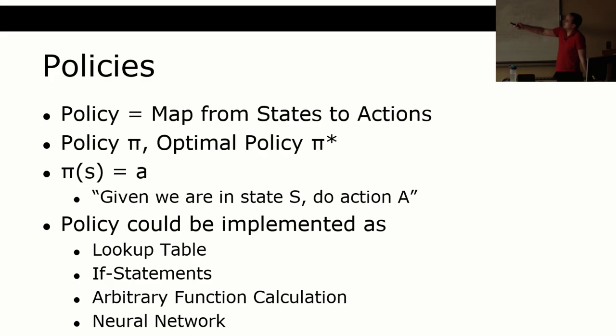So a policy maps from states to actions, meaning that the policy could be, again, a lookup table, an if statement, some arbitrary function calculation. It could be a neural network. It's a function in some respect, and it basically tells me what to do at state S. How did I get that policy? Well, throughout the course, we're going to figure out a bunch of different ways to arrive at a policy. But the policy is the thing that tells us what to do. Just like if you have a policy at work, you might have a dress policy or a customer policy or something like that. It just says, if you're in this situation, do this thing. So given we are in state S, do action A.